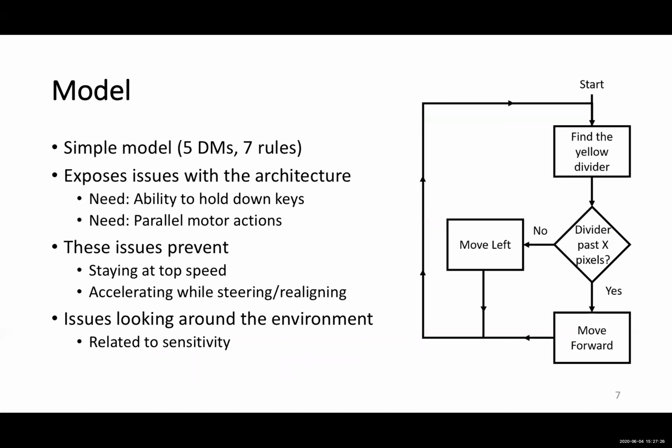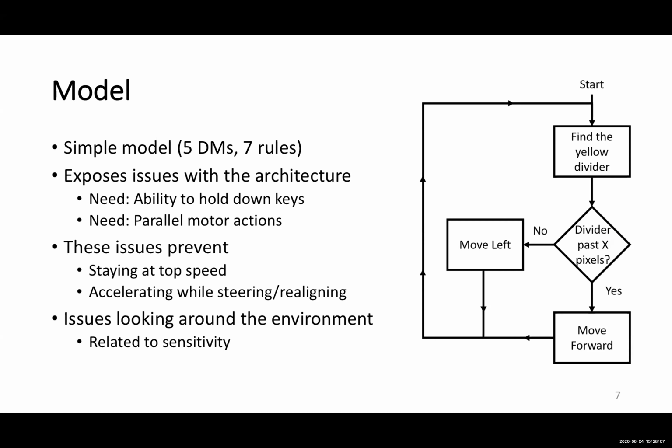Next slide, please. So to play this game, we developed a simple model. It has 5 declarative memories, most of which being about what the controls do. So right, W to move forward, A left, D right, S to stop, and its goal, where it's driving. And 7 rules about finding visual targets and making decisions. The flowchart on the right depicts the decision cycle of the model. So what it starts by doing is finding the yellow dividing line, checking if that line is past about 900 pixels on the screen, and if it is, it's going to move to the left to readjust the bus into the center of the road, or it's going to move forward.